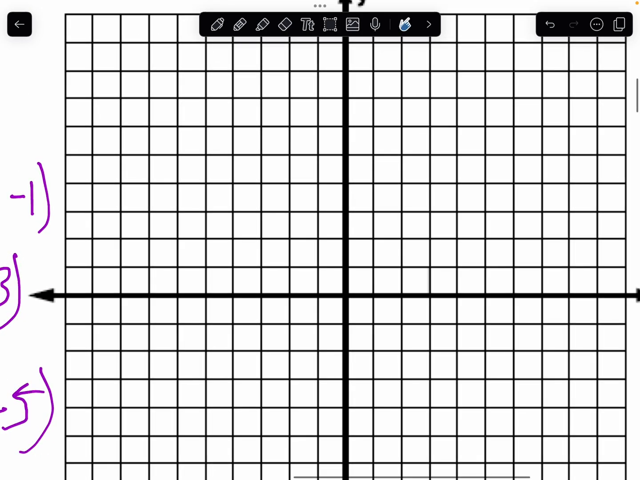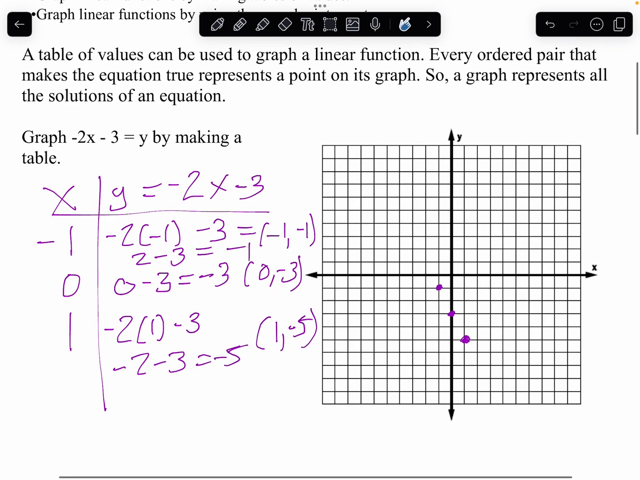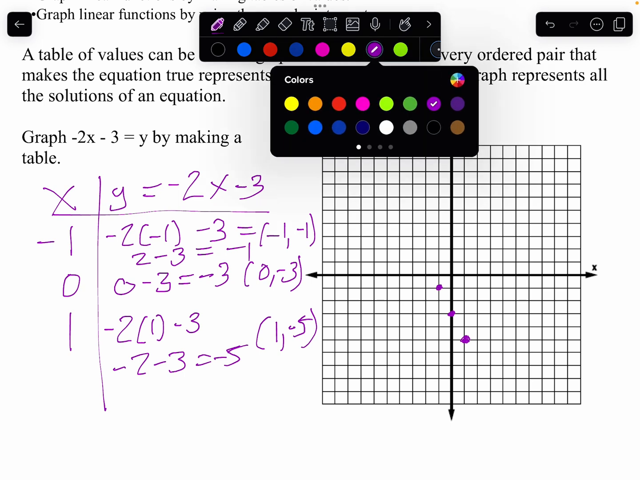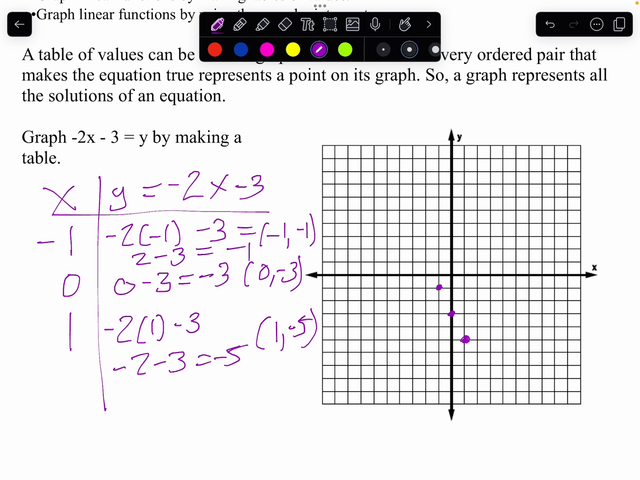So negative 1, negative 1. I'm right there. 0, negative 3, 1, 2, 3. 1, negative 5, 1, 2, 3, 4, 5. There I've got my 3 points. I only needed 2 of them. Now I'm going to draw a line going through those points. Make my line a bit thicker here so you can see it. Okay, there's my line going through my points. And voila, there we have it.